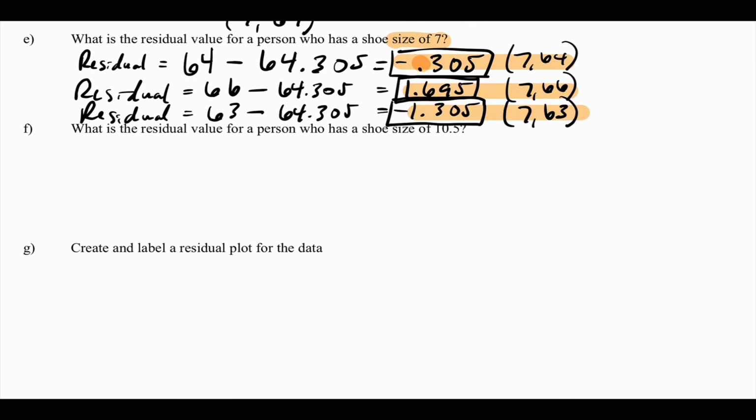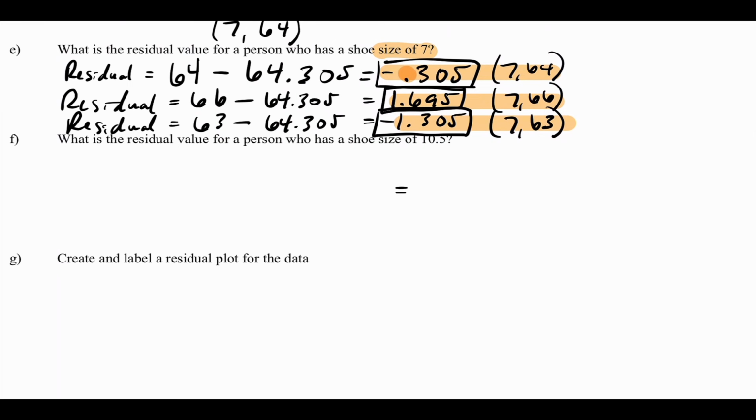All right. I want you to do F. What is the residual value for someone who has a shoe size of 10 and a half? Find the residual. You don't have to do 3 calculations like you did last time. You just have to do 1.